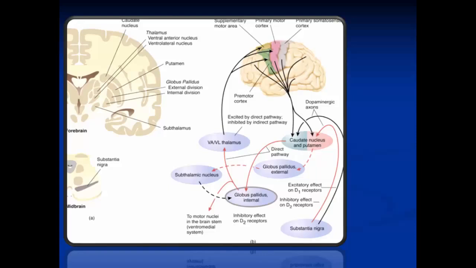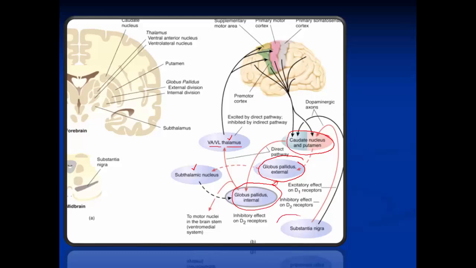So I want you to know caudate and putamen. So you need to know the name. I want you to know globus pallidus. We're not going to differentiate between external and internal. You don't have to do that for this class. But I want you to know globus pallidus is part of the basal ganglia. I want you to know subthalamic nucleus. And I want you to know thalamus. Don't worry about VA, VL. Just thalamus is good enough for now.